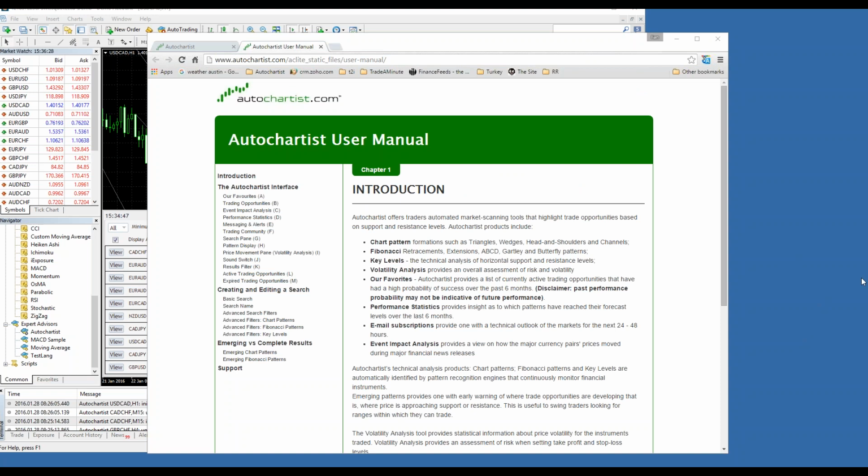Shailesh, yes, if you want to get the MT4 plugin into the MT4 platform, just go to this link I'm sending you right now, and you can download it from that link, and it will install inside your MetaTrader. If you have any problems, please email support.